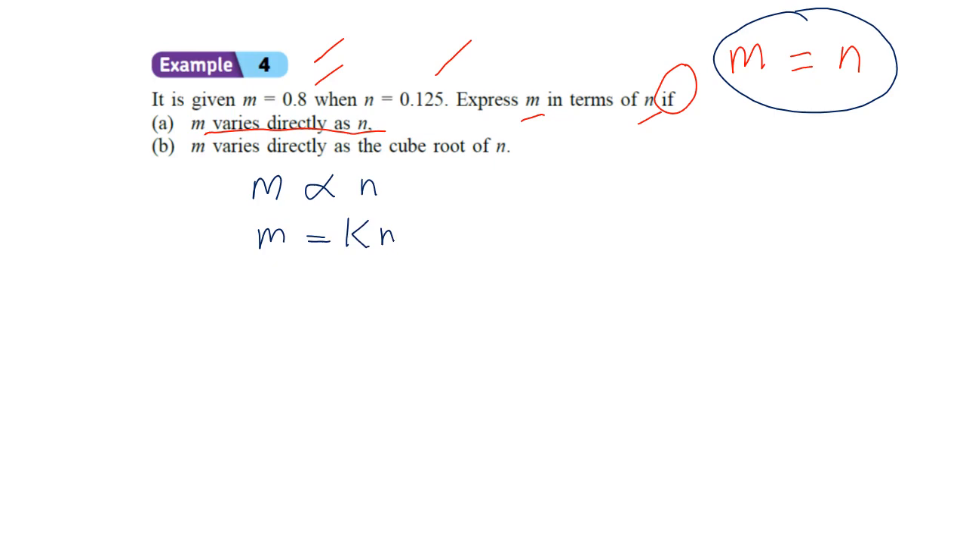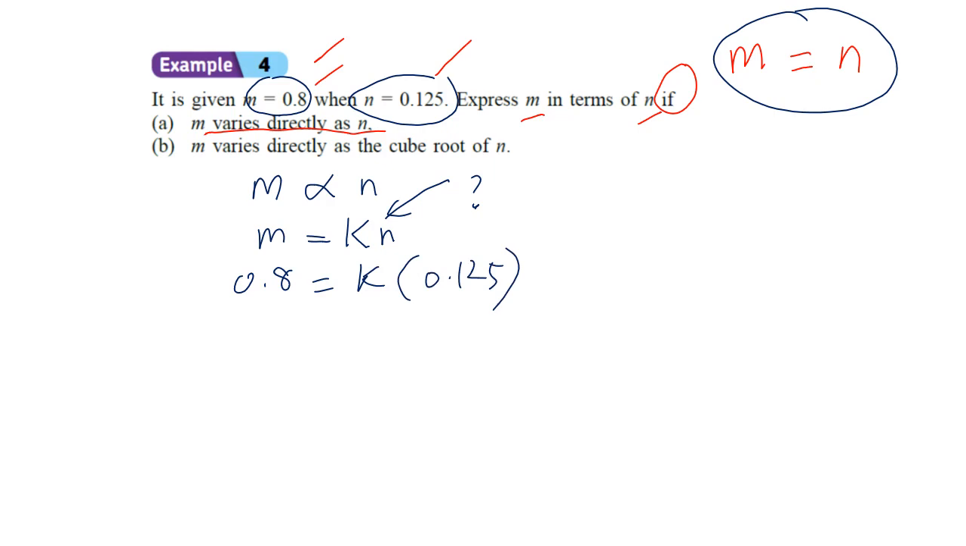Then this is not yet the answer because you have to find what is k, right? So the next step is you find the k. How to find the k? You are given the m. M is 0.8, n is 0.125. So what do you do? You substitute. Your m is 0.8 equal k times 0.125. So you can find your k.